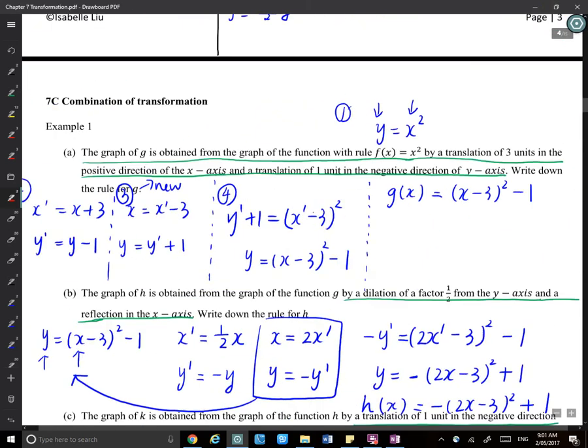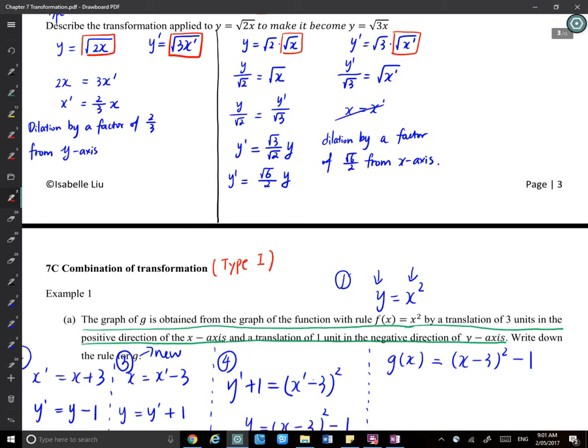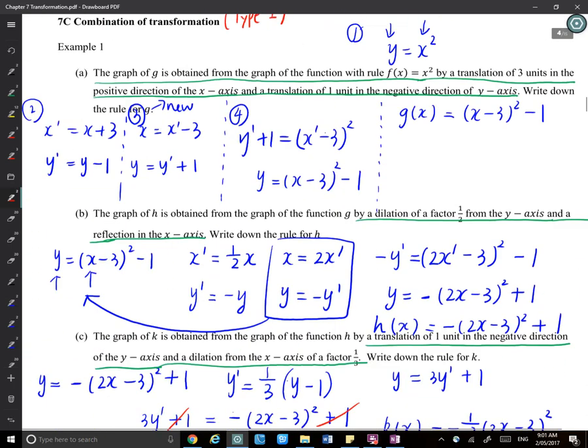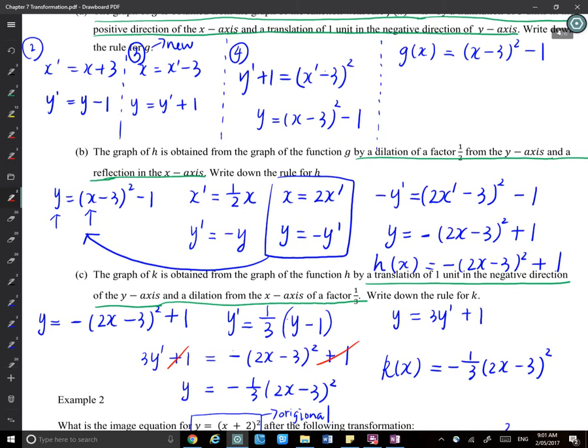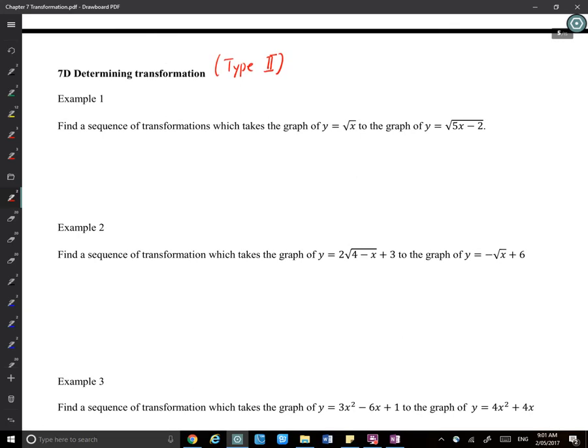So 7C is type 1. There will be a type 3 question, but that will be really easy. After I finish those two, I will talk about the last one. The last one is really easy and it doesn't happen a lot. But if I'm not talking about it, you may just not know that.